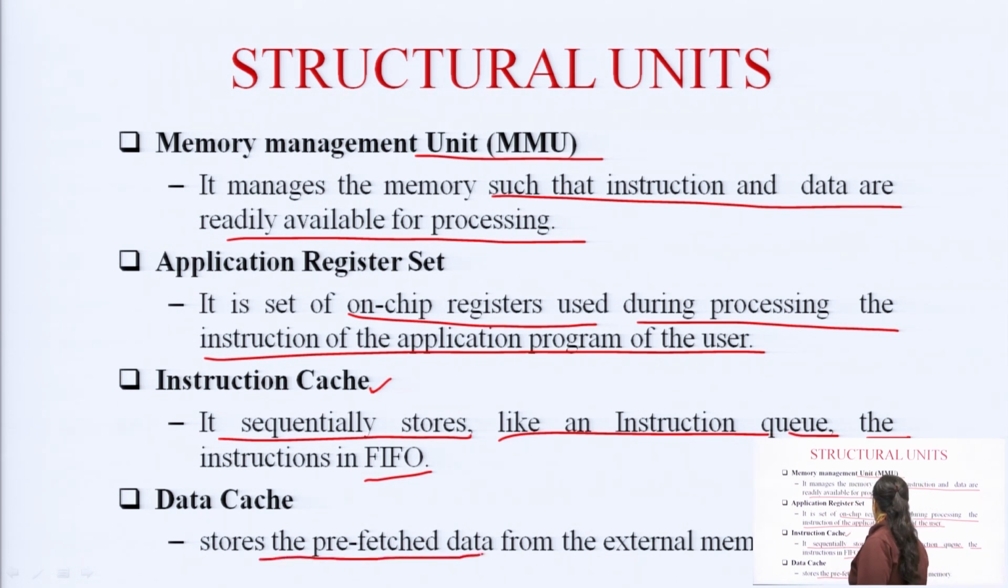What is the data cache? It stores the prefetched data from the external memory. So, the data cache will contain a few data units which have been prefetched from the external memory. In this way the data cache is used to prefetch and store the external memory data. The instruction cache and the data cache are used for the smooth processing of the processes inside an application.